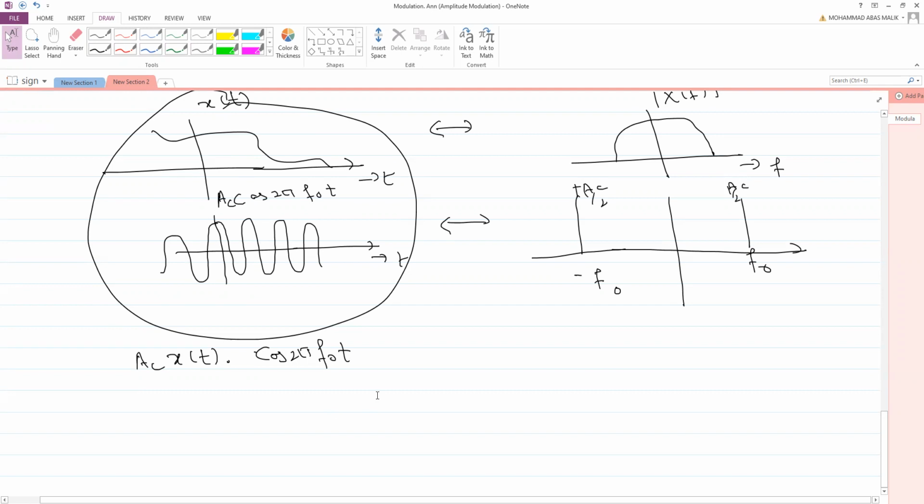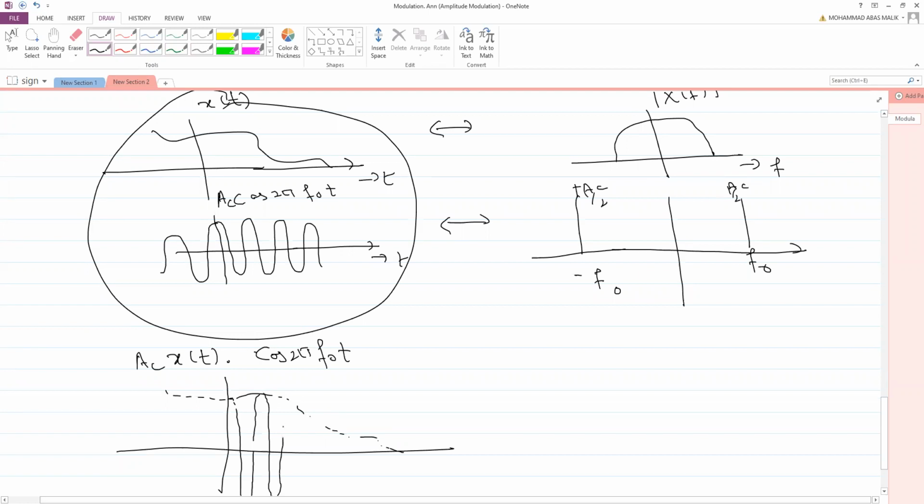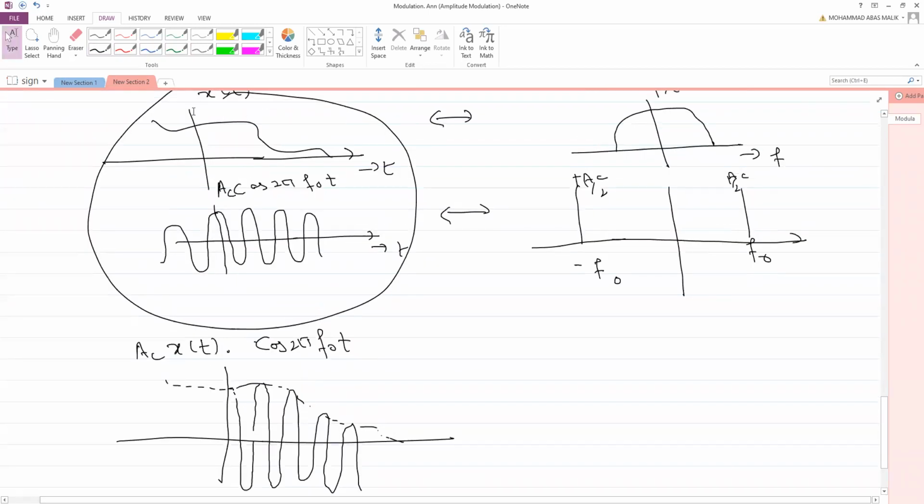That means multiply these two. After multiplying these two, what will you get? You will get a signal like this. This is the variation. Are you getting me? I will get variations of amplitude in accordance with my message signal. That is called modulation.